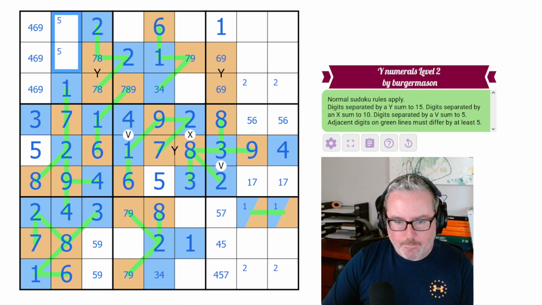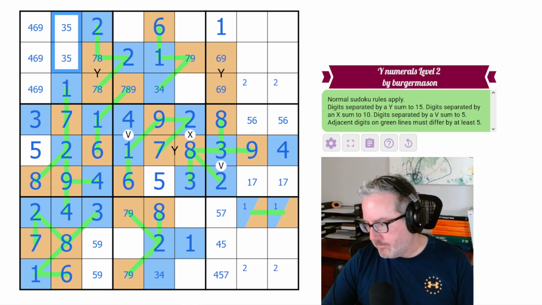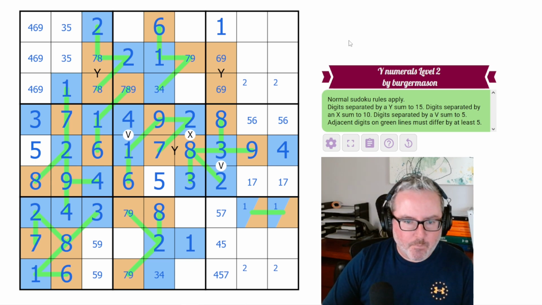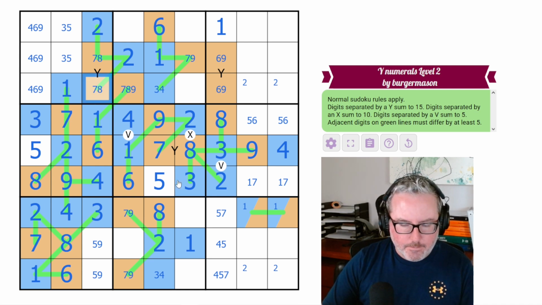This is a 3, 5 pair now. Yes, I see you down there. Right. So we're going to have, maybe we need to finish our coloring. That might be useful. Let's think about it.